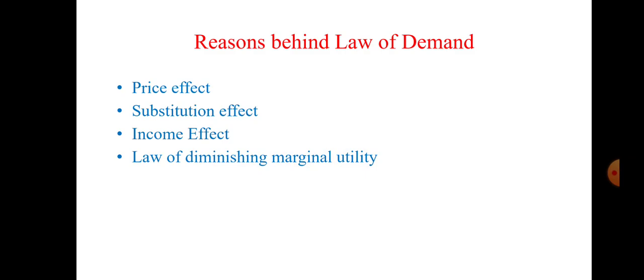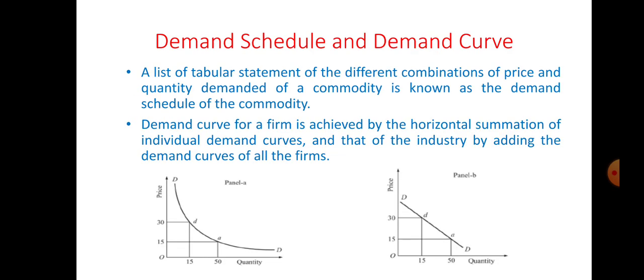And the reasons behind the law of demand are the price effect and the substitution effect, that is the switching over pattern of the consumers, the income effect, then the law of diminishing marginal utility. Such a demand function, when it is expressed in a tabular form, we call a demand schedule, and the same when written in graphical form is called a demand curve. A tabular statement of the different combinations of price and quantity demanded of a commodity is known as the demand schedule of the commodity.